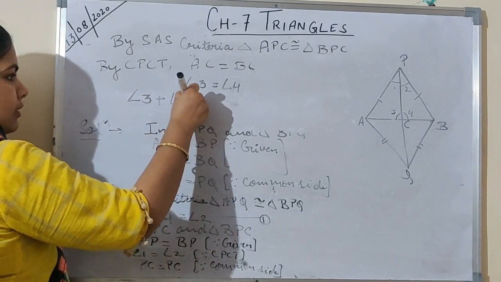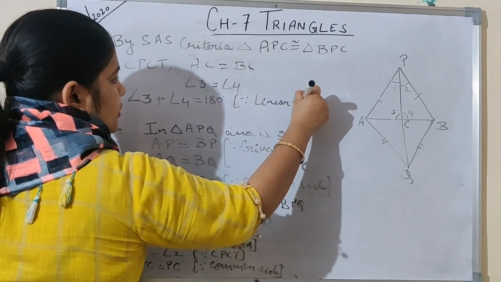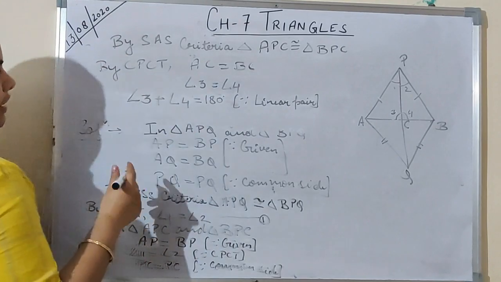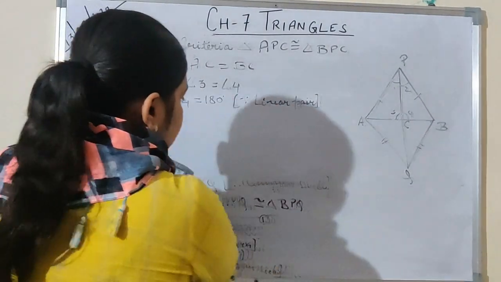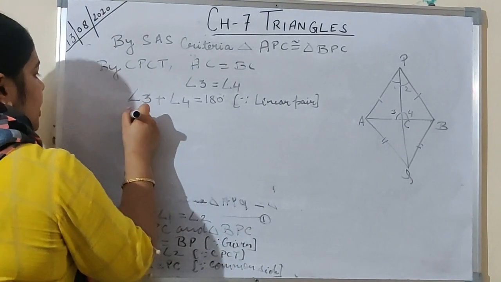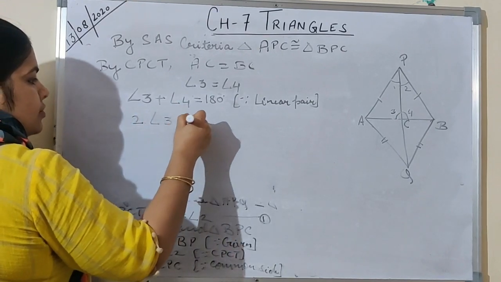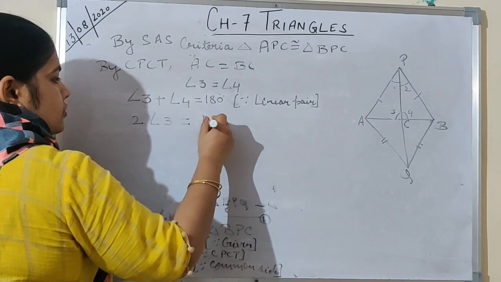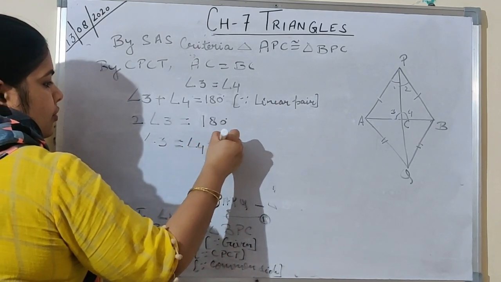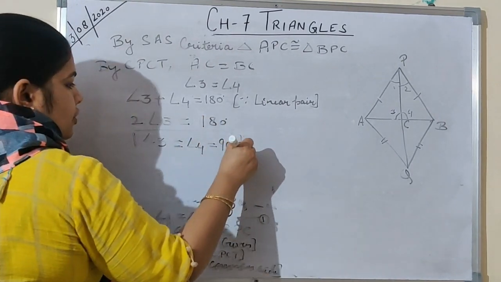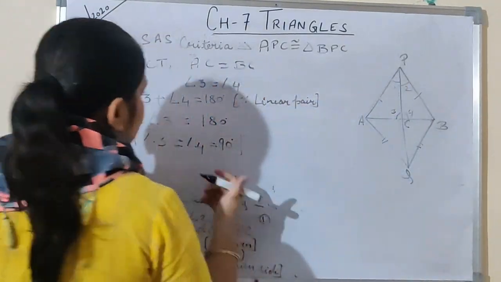We can write that angle 3 plus angle 4 is equal to 180 degrees because of linear pair. Okay, now as both of them are equal, we can write twice of angle 3 is equal to 180 degrees. So from here we can write that angle 3 is equal to angle 4 is equal to 90 degrees. And this is what we need. Now you can see that angle 3 is equal to angle 4 is equal to 90 degrees and AC is equal to BC.